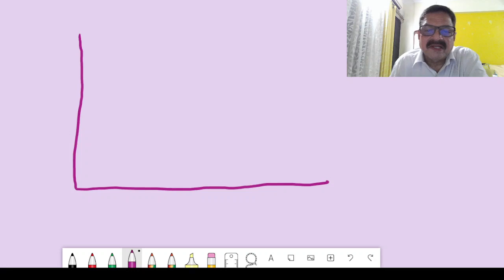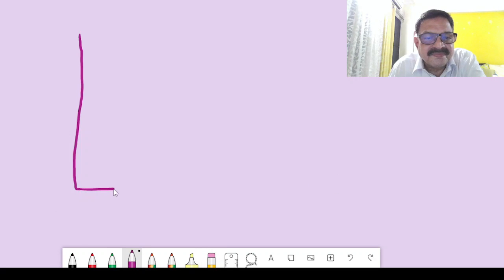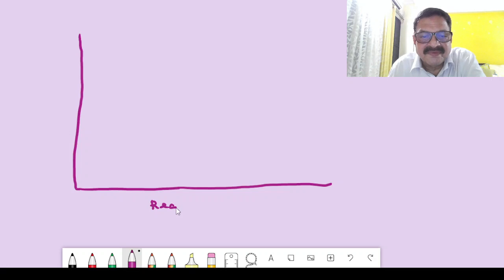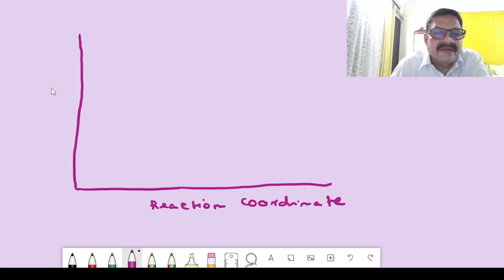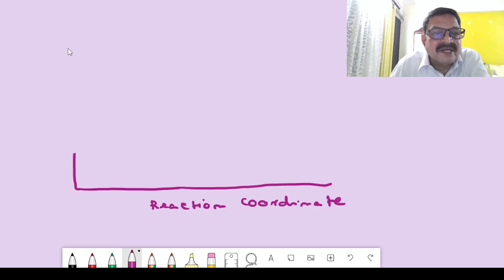So this is like this. It should have been a straight line, but unfortunately it is not getting into a straight line here. Let us see if it is becoming okay. Yeah. Now this is the reaction coordinate, and this side we will be plotting energy. That is our activation energy and all we can see here now.